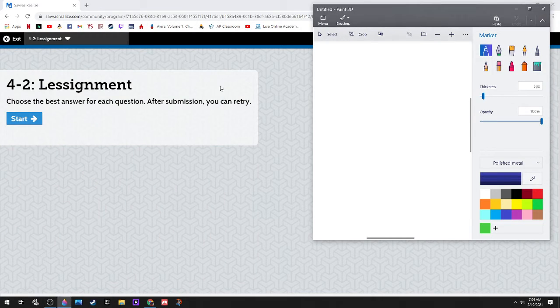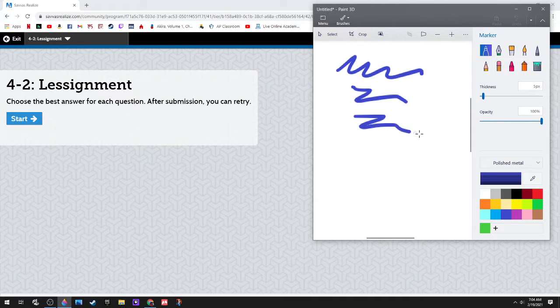Algebra 1, 4-2 assignment. If you don't have paper or you don't have a way to jot stuff down, we're solving equations today. You need to write stuff down. So pause the video, get stuff that you need to write stuff down. You need it. It's not enough just to kind of click through stuff today.